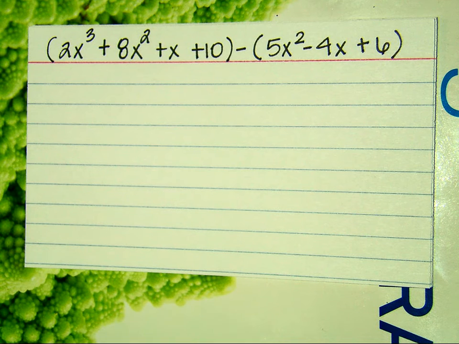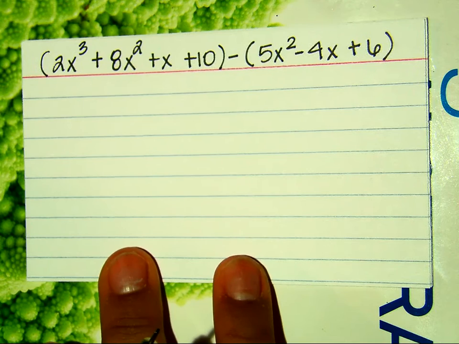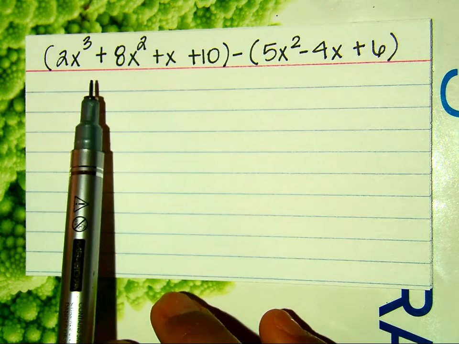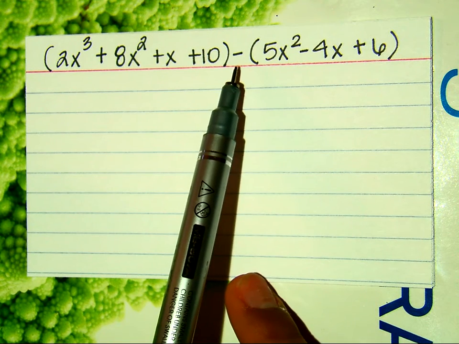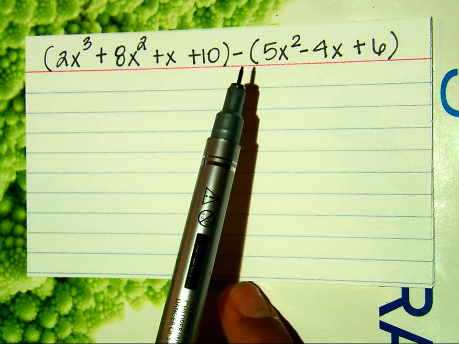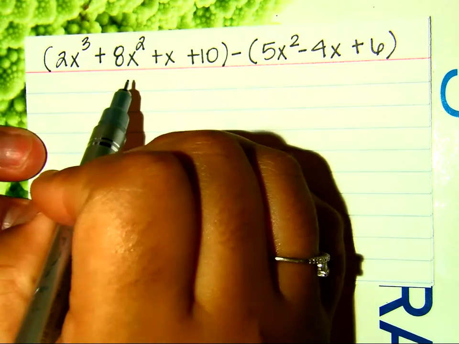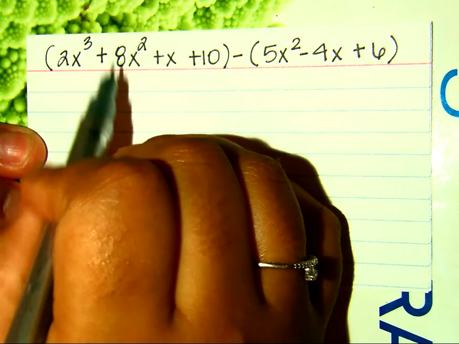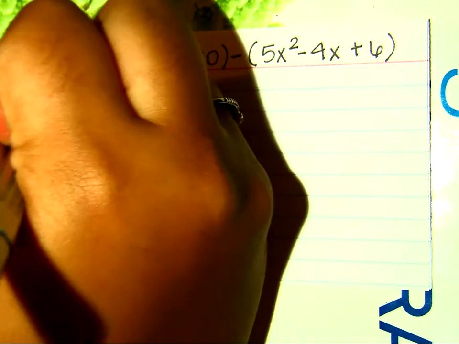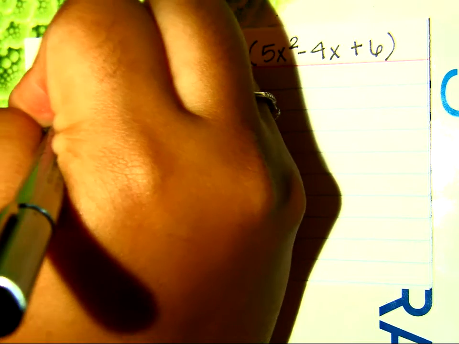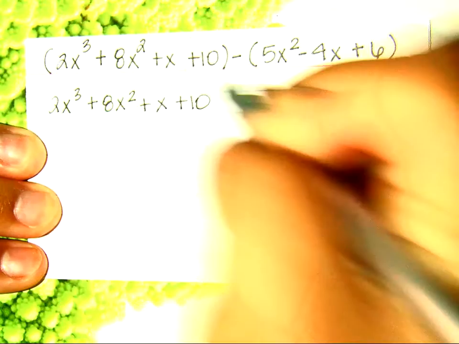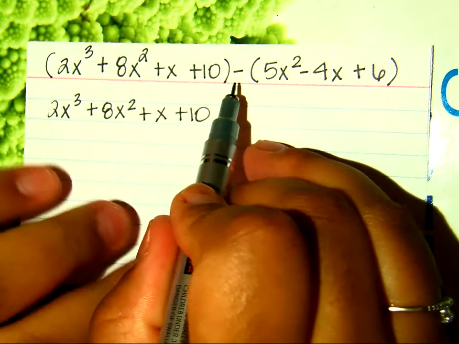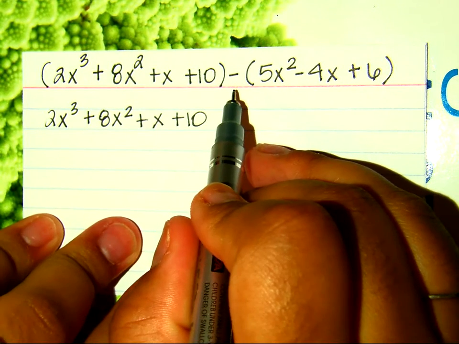Alright, so today we are going to be learning how to subtract polynomials. When you look at this problem, you see that it's separated by a subtraction sign. So the first thing we're going to do is remove the parentheses from the first polynomial. So we have 2x to the third power plus 8x to the second plus x plus 10. Now, you see this minus sign in front of this second set of parentheses.